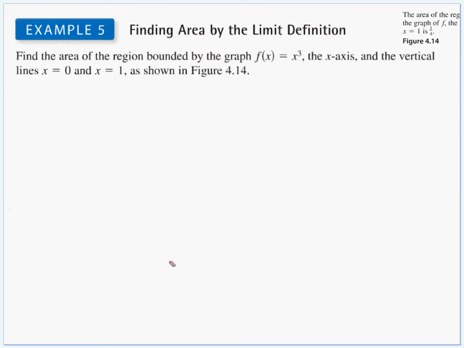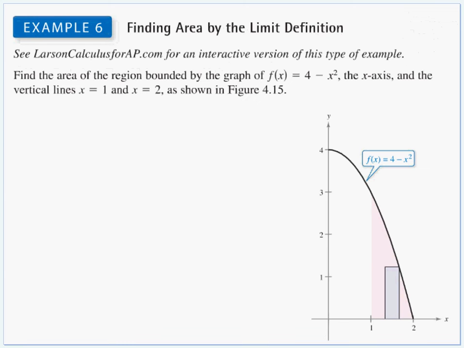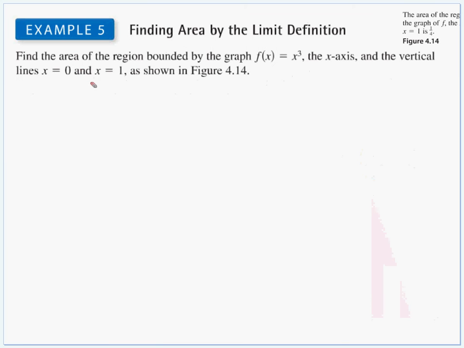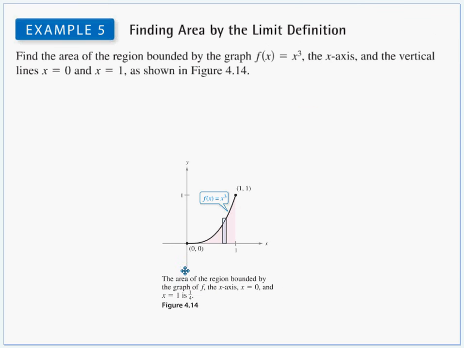And here we go with example 5, finding the area of a region by the limit definition. Now, I think this is an easy one. Yeah, and then we're going to do a little trickier one there in 6. So what we have now is x cubed, the cube function, from the x-axis and the vertical lines 0 to 1.